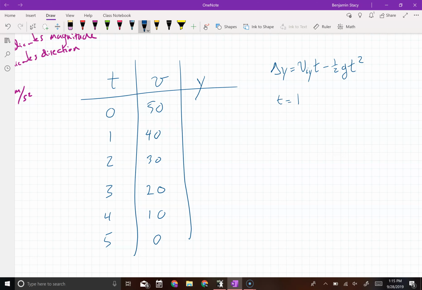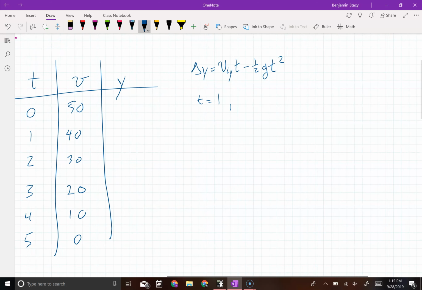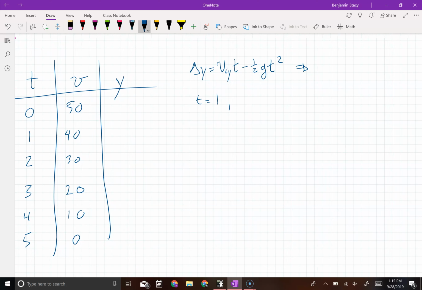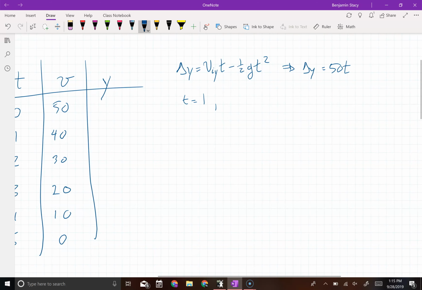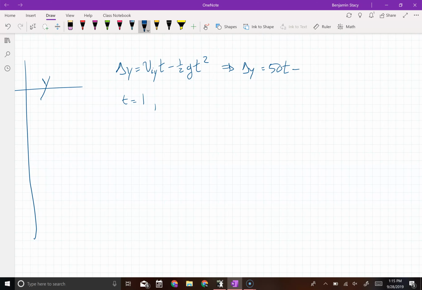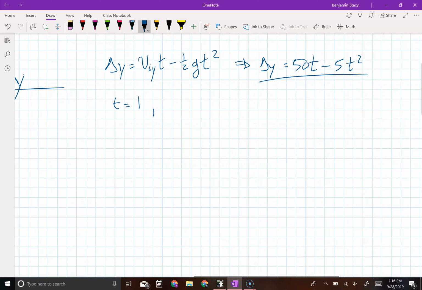let's say at t equals 1 second. Well, let's think this equation. We know initial velocity is 50, so this is 50t minus 1/2 g. Well, if g is 10, then 1/2 of that is 5, so this is minus 5t squared. That's what we can use to find our position. So after 1 second, 50 times 1 is 50, minus 5 is 45, and that'll be meters. And t equals 2 seconds, we'll have 50 times 2 is 100, minus 20, so we'll have 80 meters.